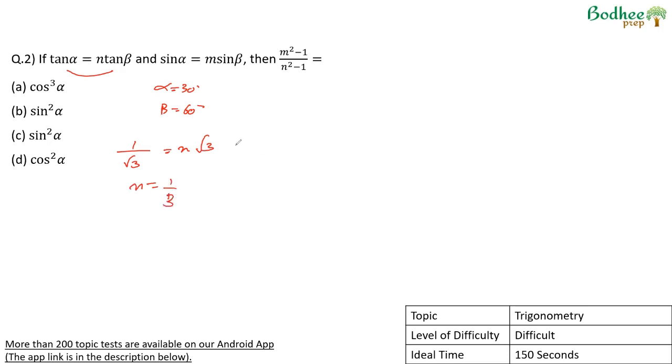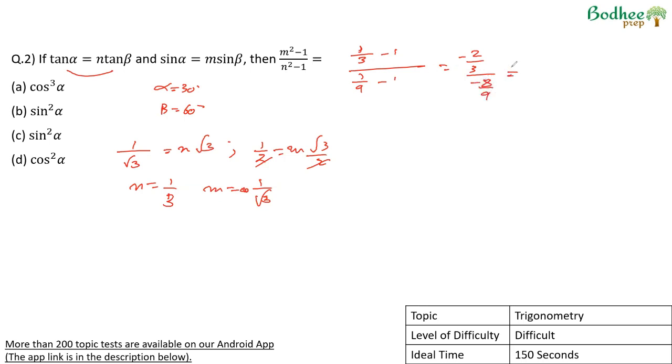Similarly, put the values here: sine alpha, sine 30, which is 1 by 2, is equal to m times sine 60, root 3 by 2. M becomes 1 by root 3. Put the values in the required equation, 1 by root 3 whole square, so 1 by 3 minus 1, upon 1 by 9 minus 1, n square. This becomes minus 2 by 3 upon minus 8 by 9, which will be 2 by 3 into 9 by 8, which is nothing but 3 by 4.